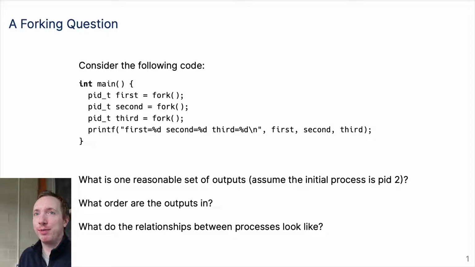Some questions might be, some are too long for the quiz, so this should be actually harder than the quiz. So what's a reasonable set of outputs, assuming the initial process gets process ID 2, so that's the first process that executes from your terminal or whatever. And then some other questions might be, well, how many processes are there? What order of the prints? Is there any specific order of the prints? And what relationships do the processes have?